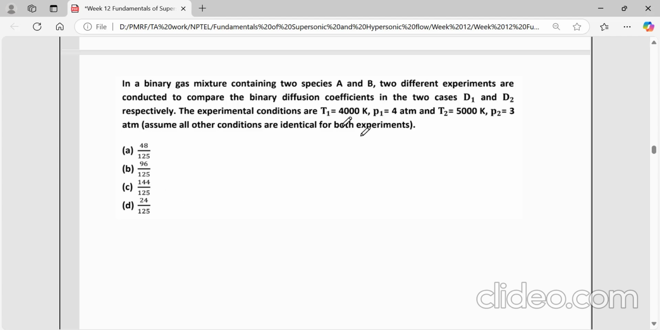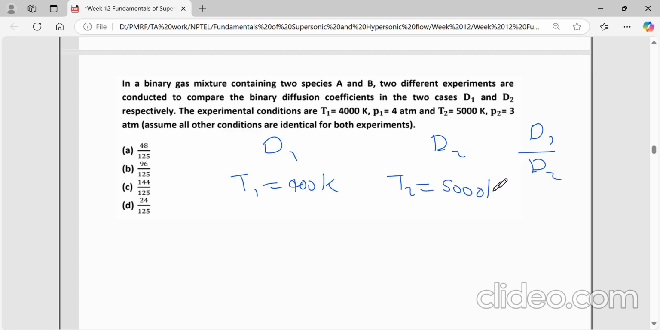So in this problem you have to solve it. There are two cases, D1 and D2. You have to find the ratio of D1 and D2. D1 and D2 are nothing but the diffusion coefficients for the two cases 1 and 2. So T1 is given as 4000 Kelvin, T2 is 5000 Kelvin, P1 is given as 4 atmosphere and P2 is given as 3 atmosphere. So we have to find the ratio of D1 and D2. Try to find it.